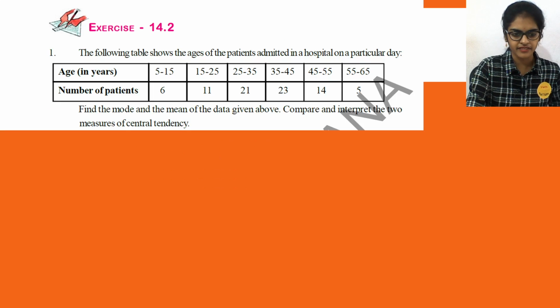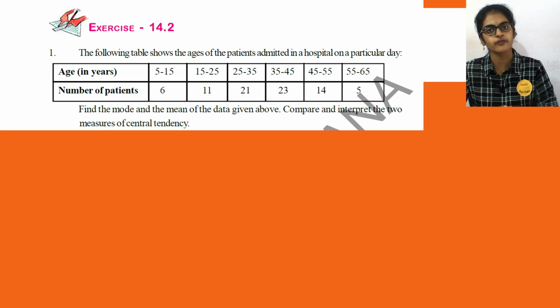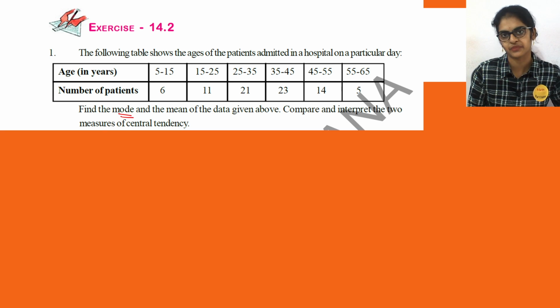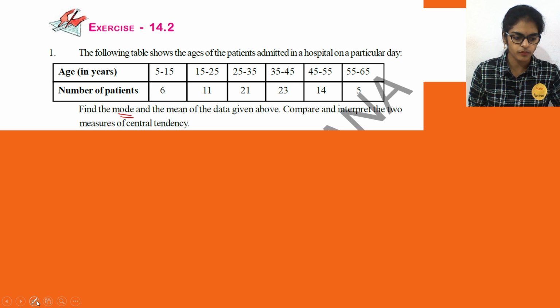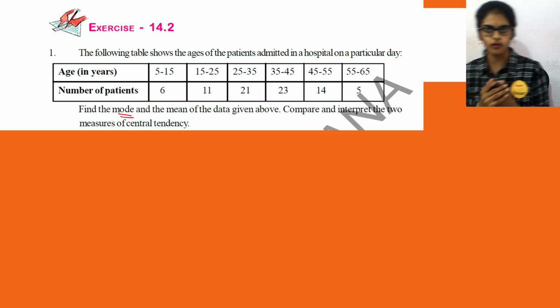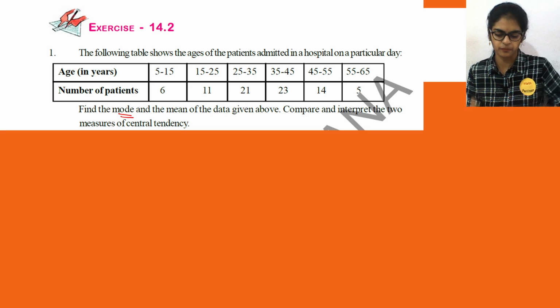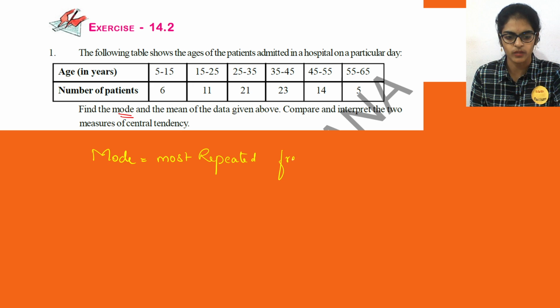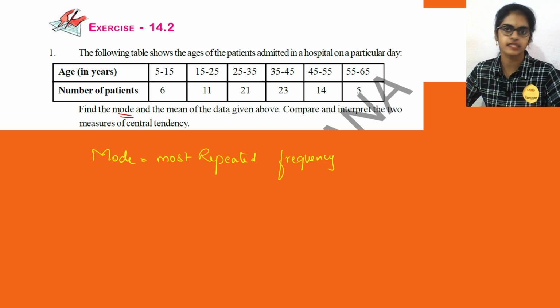So here is the very first question, and let me tell you exercise 14.2 completely deals with mode of a given data. Before getting into the exercise, let me give you a quick recap of what is mode of a given data. Mode of any given data is nothing but the most repeated frequency. Mode is nothing but the most repeated frequency. The most occurring value, you can say, is the mode.